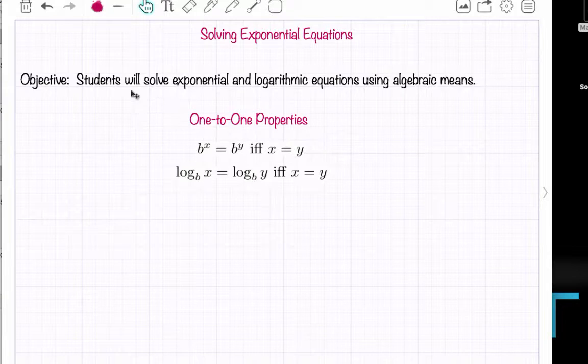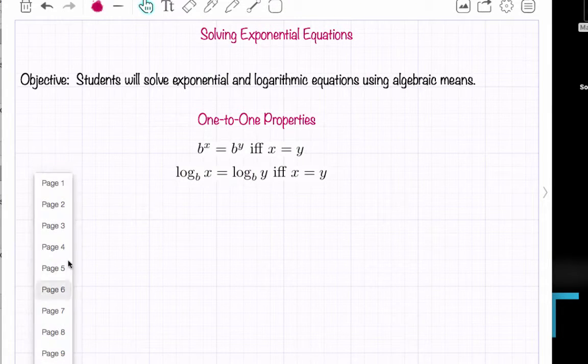Before we start, however, we want to look at what is a one-to-one property. Well, the idea here is if you have two bases that are the same and they're raised to a power, b to the x equaling b to the y can only happen if and only if x equals y. And same thing with the logarithm. Two logs with the same base, log base b of x equals log base b of y. That can only be true if x and y are the same. So this is the idea that we're going to take into our examples.